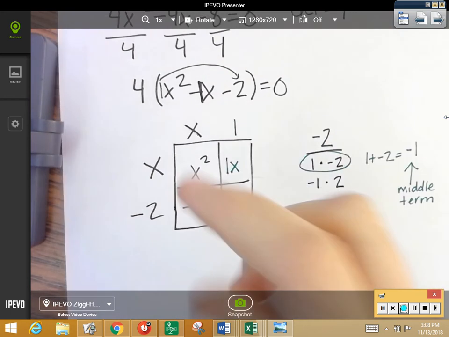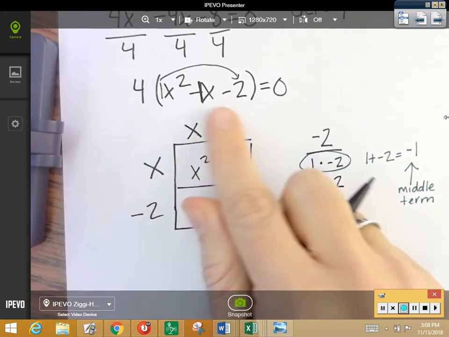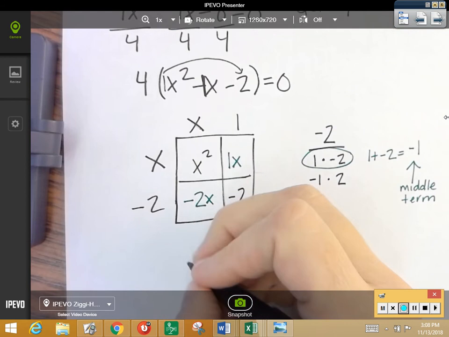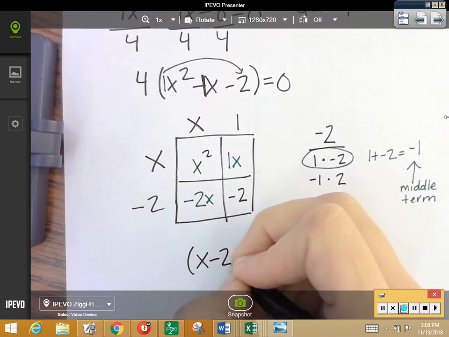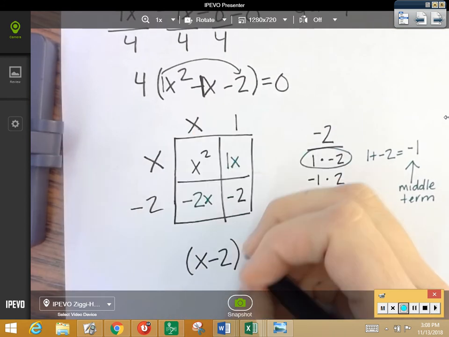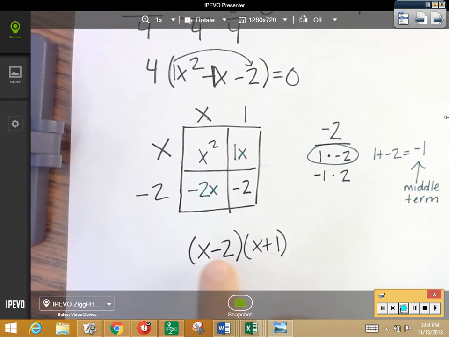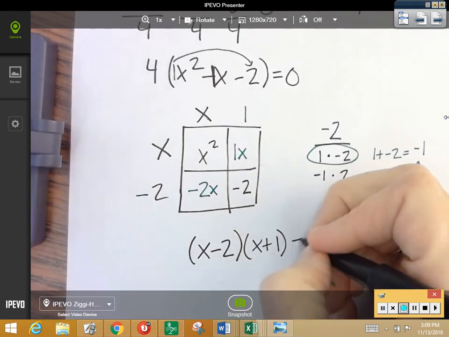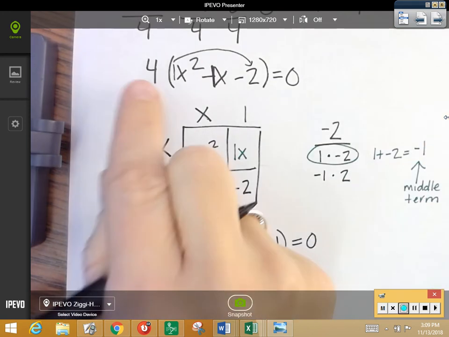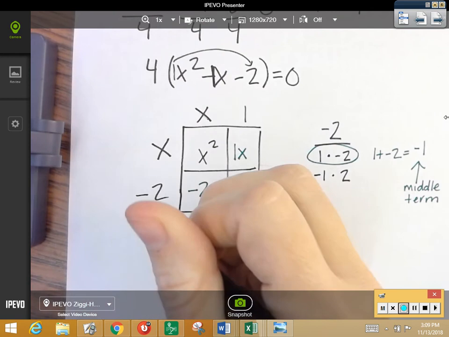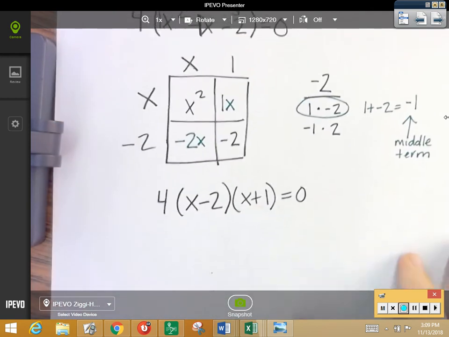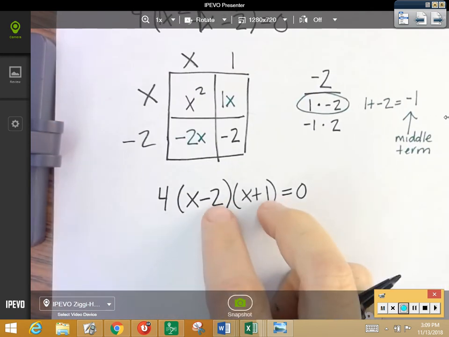And yes, it does. So the outsides of the box are going to be your binomials. So this is going to be x minus 2, and then from up here, x plus 1. You could have written that in either order, so like x plus 1 times x minus 2, that's fine. And this is still equal to 0, and then you have to remember to bring down your GCF, which is 4.